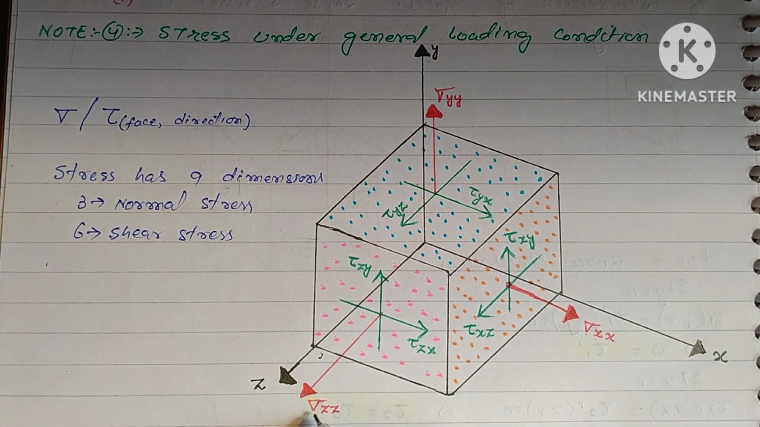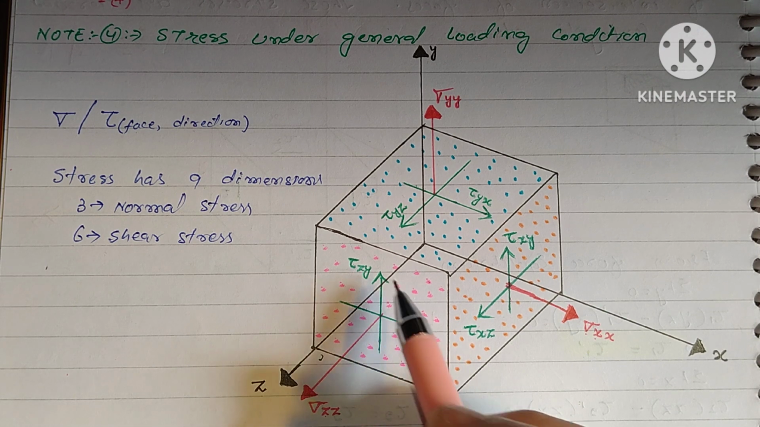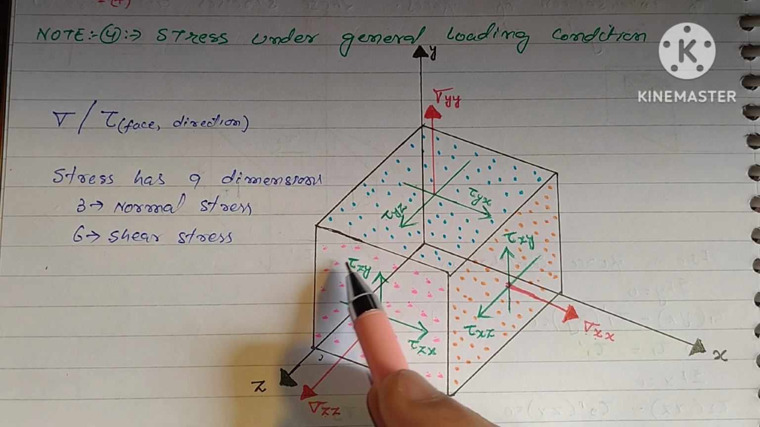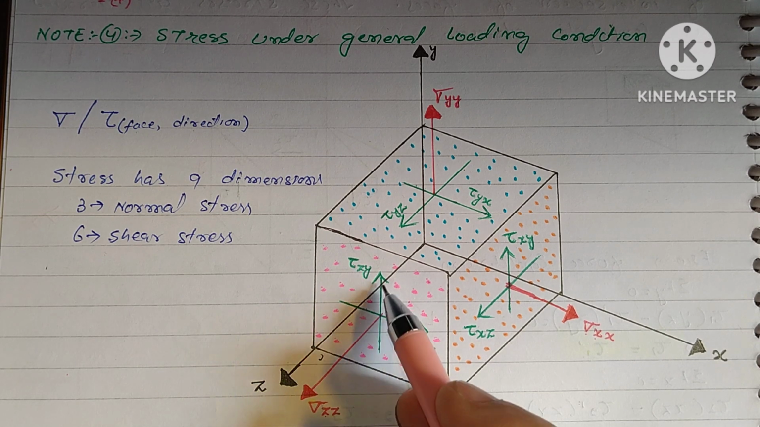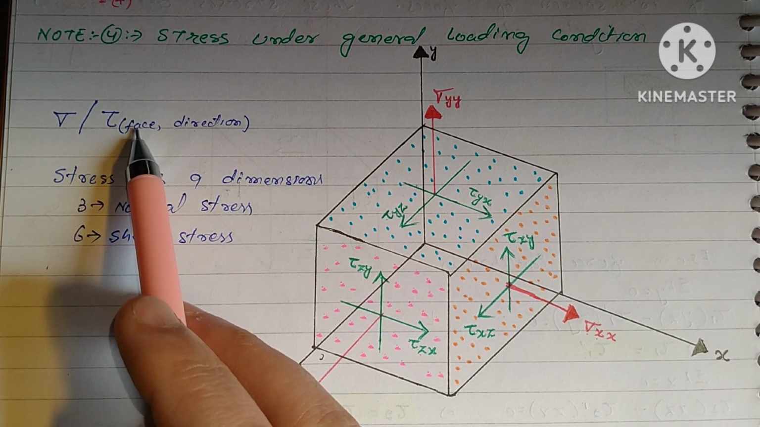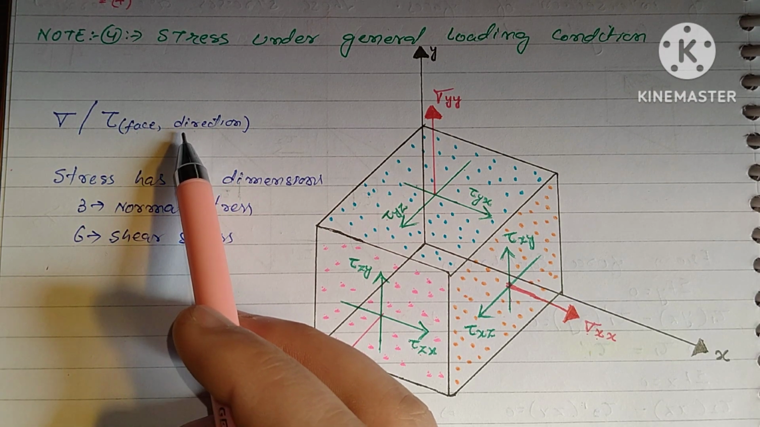Coming to this, it is the normal stress on z phase in z direction, and this is shear stress on z phase in x direction because it is pointing in x direction. This is shear stress on z phase in y direction. It is phase z and pointing in y direction. This is the nomenclature of the stresses. That is, the first coordinate will represent the phase, and the second coordinate will represent the direction in which the stresses are acting.